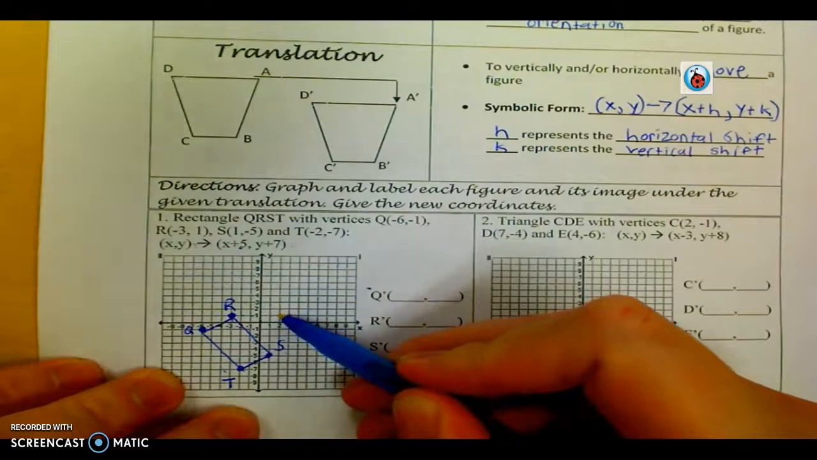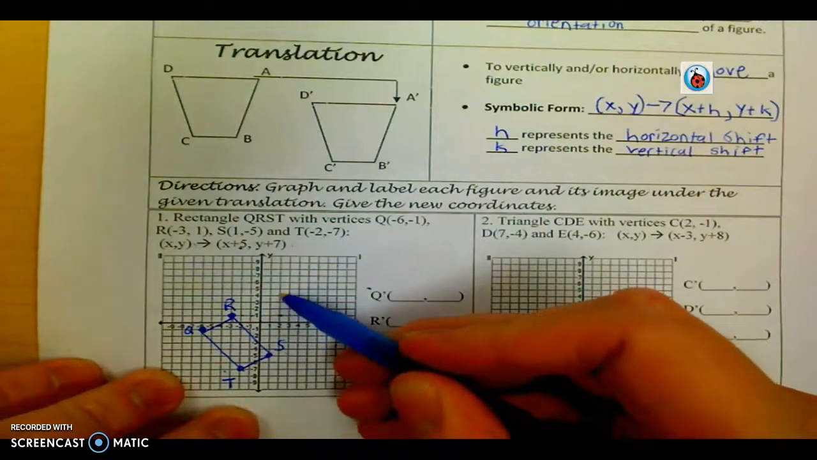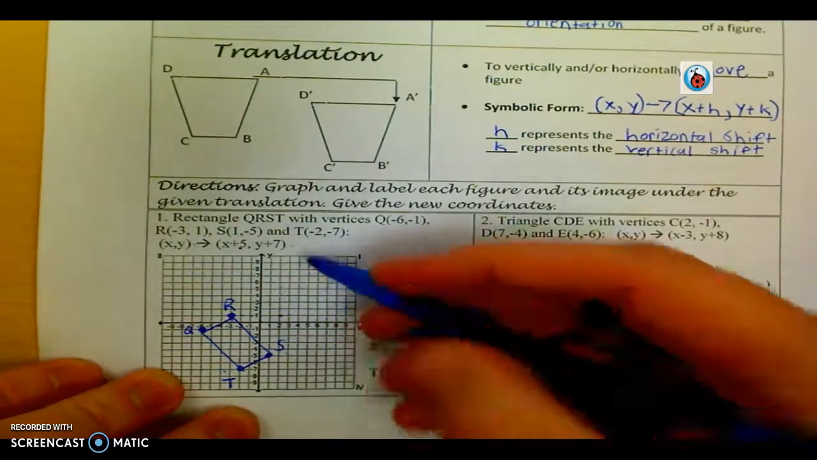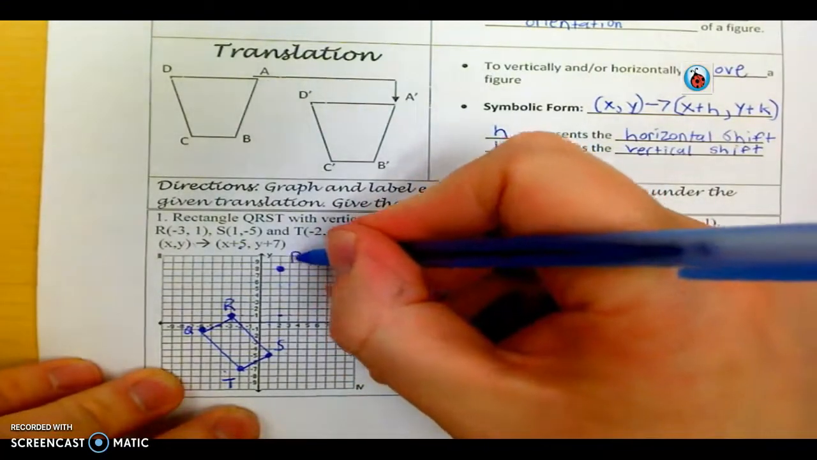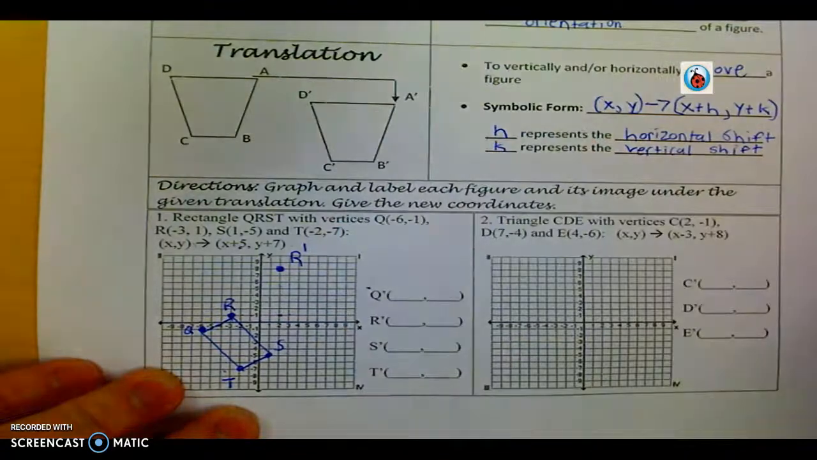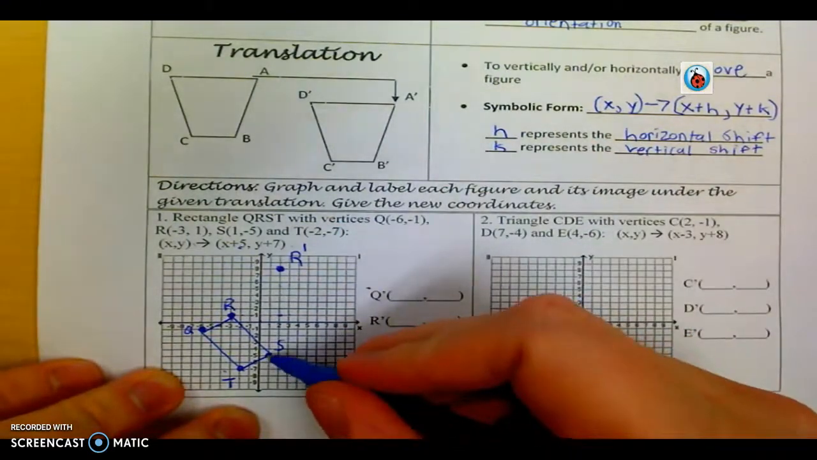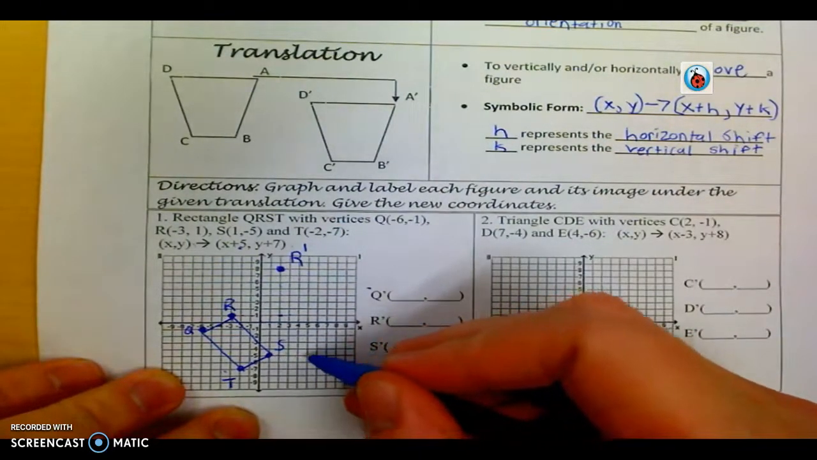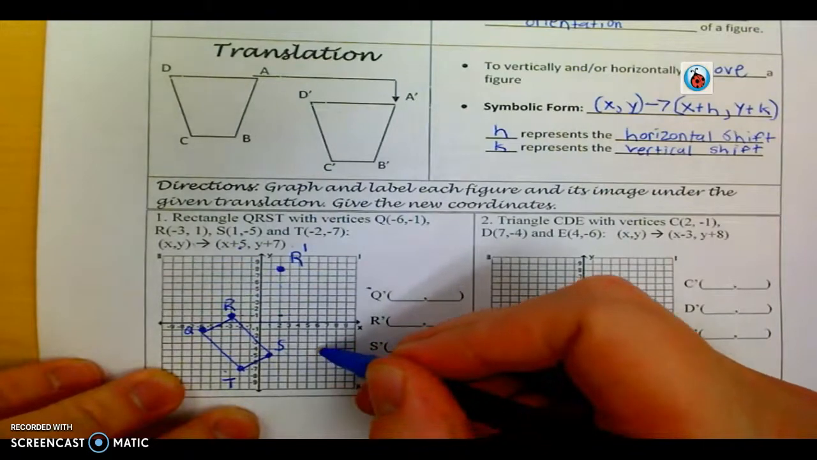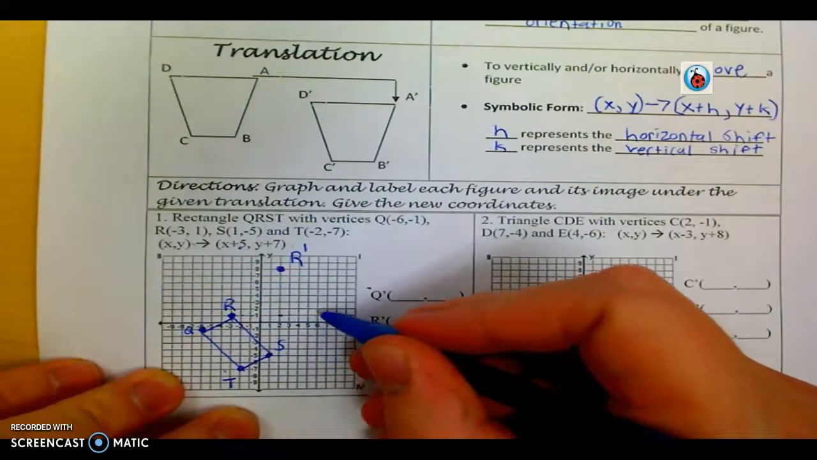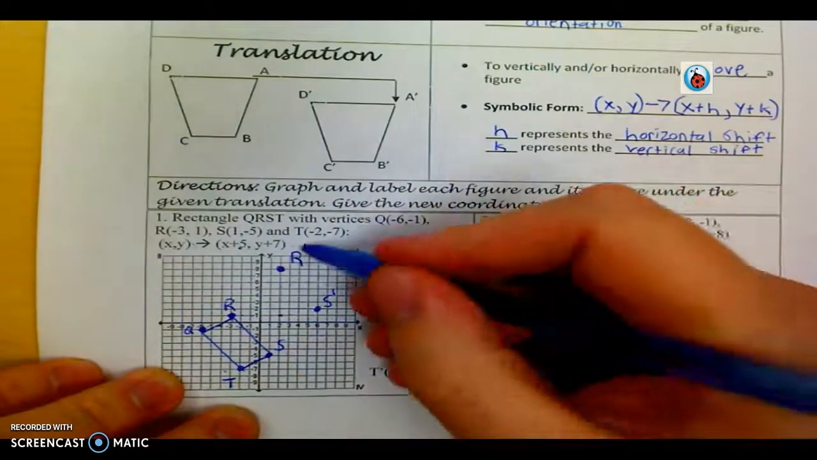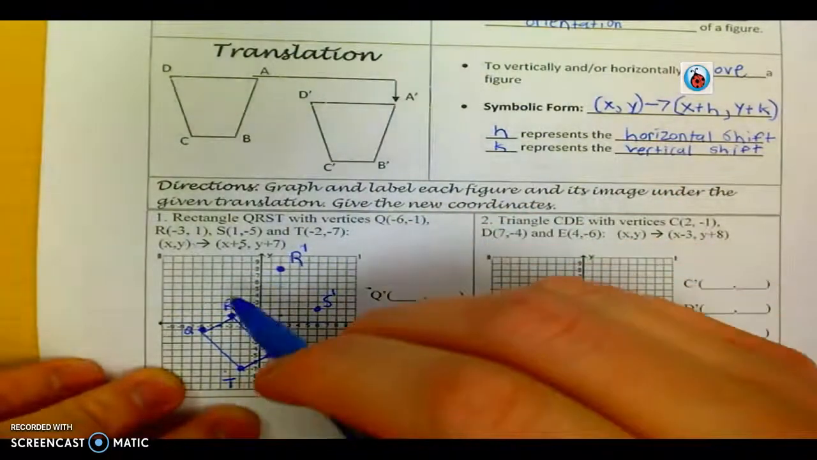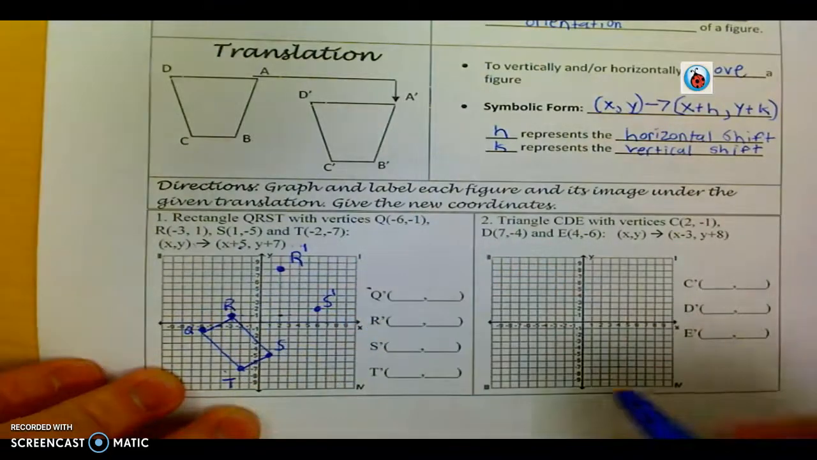Puts us here. Then up 7: 1, 2, 3, 4, 5, 6, 7. Puts us right here. Okay, I'm going to label that point now R prime. Do the same thing with S. 5 to the right: 1, 2, 3, 4, 5. 7 up: 1, 2, 3, 4, 5, 6, 7. It's going to be S prime. Okay, you need the primes there. It's how I distinguish between the original, or the pre-image, and my new image.